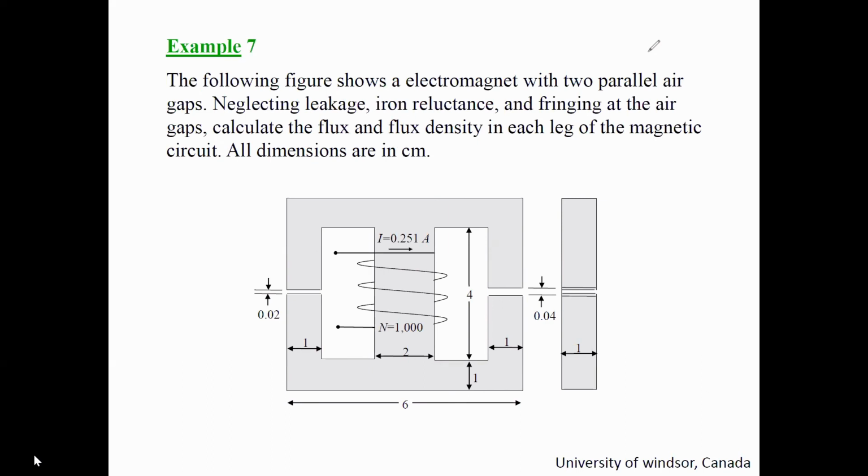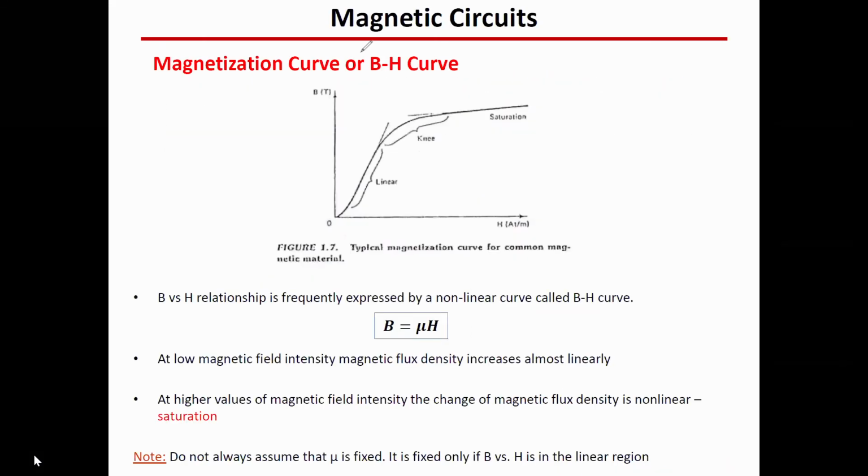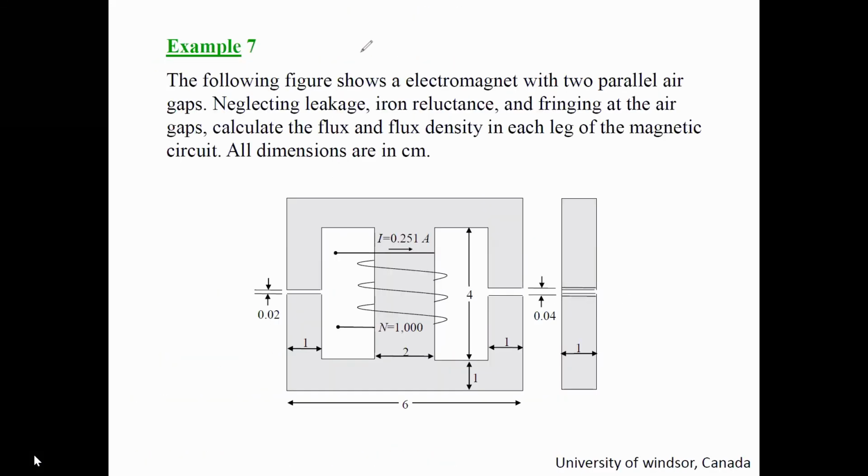Example 7, we're not going to solve this, but we're just going to discuss what we should do, or basically how we represent this circuit. It's not an easy circuit to deal with. No solution, and no time to go through the whole solution. We have the circuit and all the dimensions, and you need to find the flux and the flux density in each leg of the magnetic core.